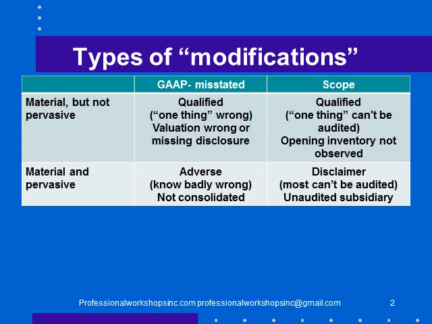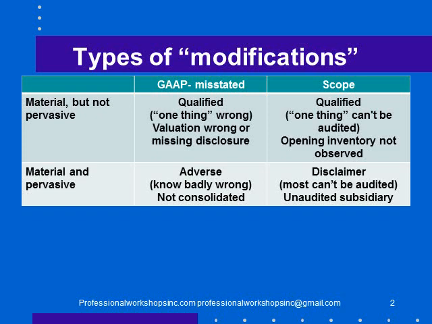Or is there a missing note? If there's a missing note, we will effectively write the missing note in our audit opinion. Scope could also be a problem. One thing can't be audited, and the classic example there is we were appointed auditor late in the year and opening inventory was not observed. There's no way around that. We will have to qualify in the first year of our audit because we did not do procedures to observe the existence of opening inventory.